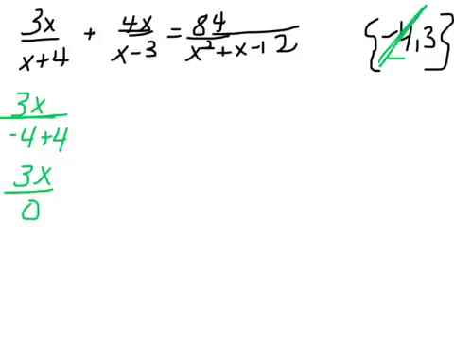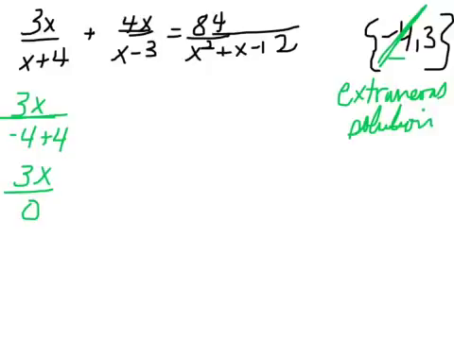When I get an answer and it doesn't work, I call that an extraneous solution. It's an answer I got because of some of the stuff we did to work the problem, getting the common denominator and multiplying both sides by something with a variable, which introduced something that wouldn't work.